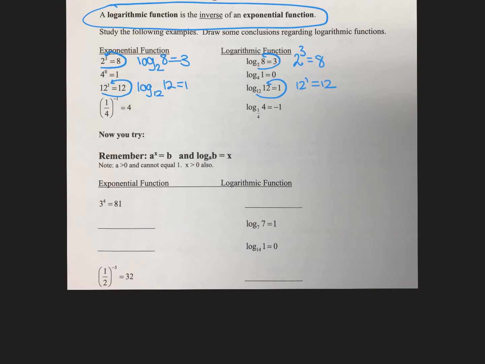So I have either exponential or log form, and I want to write the other form. So we're going to start at the base, which is 3, and swooshy around the equal sign. So log base 3 of 81 equals 4. Let's try the next one. So my base down here is 7. So 7 to the first power equals 7. My next one, my base is 14. So 14 to the 0th power is 1. Anything to the 0th power is 1.